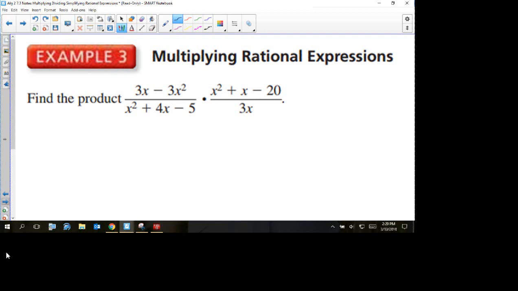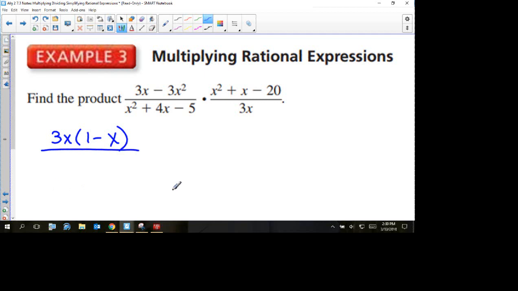Top left corner. Factoring. How do you factor? What is your first step of factoring? All right, GCF. Is there a GCF? 3x. So we're going to factor out our 3x, and we get 1 minus x. Okay? So if you check your GCF first, usually that helps you.